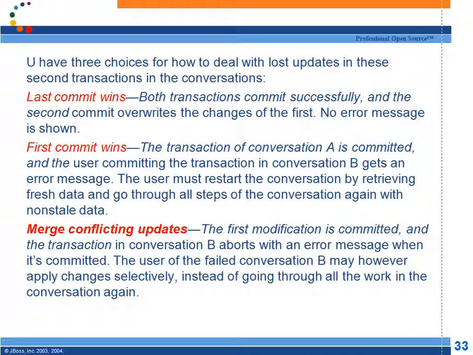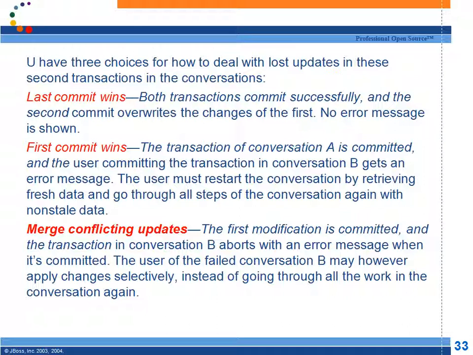The third one is merging conflicting updates. The first modification is committed in this case, and the transaction in conversation B aborts with an error message here also. But this user need not start from scratch. In the initial stages he might have provided some information. For booking your ticket you need to give your name, age, everything. He does not have to give all of it again. He will modify the existing things and try to commit again. This is the third strategy.